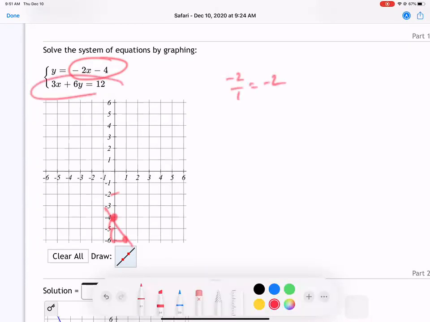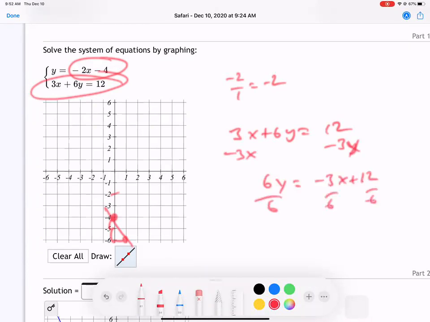Now, the second equation here, that's our equation that doesn't give us a slope right away. But we can always write this in slope-intercept form. So we're going to solve for y. 6y is equal to -3x plus 12. I'm going to divide both sides by 6. y is equal to -3 divided by 6, I can simplify this, I can reduce them both by 3, -1/2 x plus 2. So here my y-intercept is at 2. And then my slope is -1 over 2.